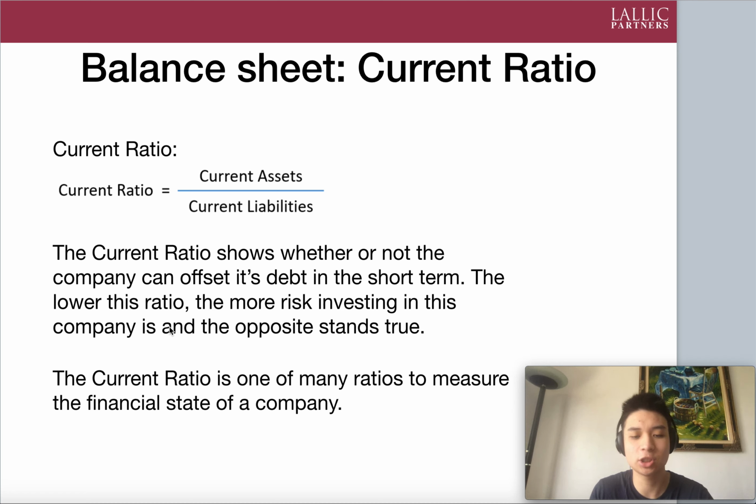The lower this ratio, the more risk investing in this company carries, and the opposite stands true. So the current ratio is one of many ratios to measure the financial state of a company. You can get a lot of these other ratios online. There are plenty of them, and once you understand all three of these statements, you should be able to use them easily.